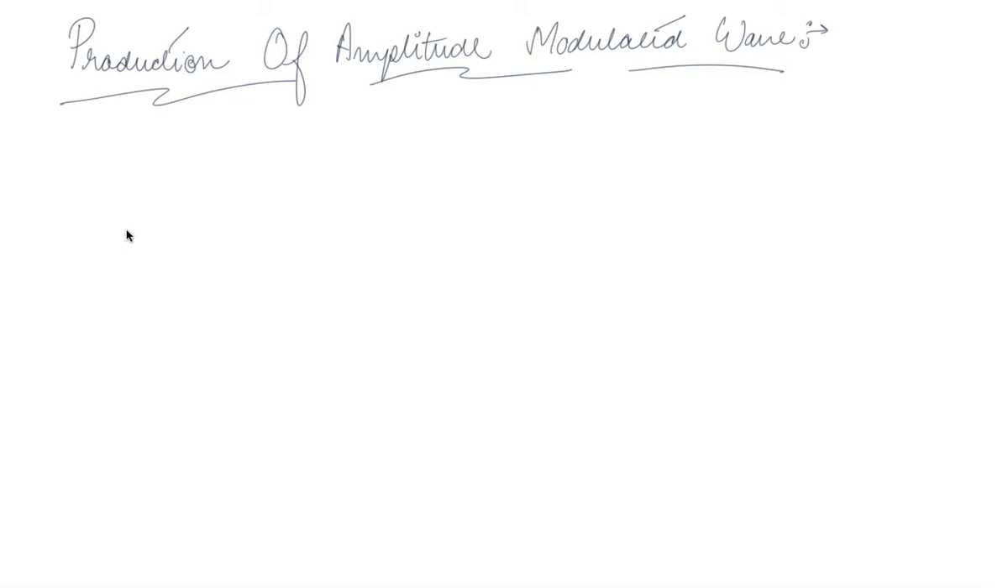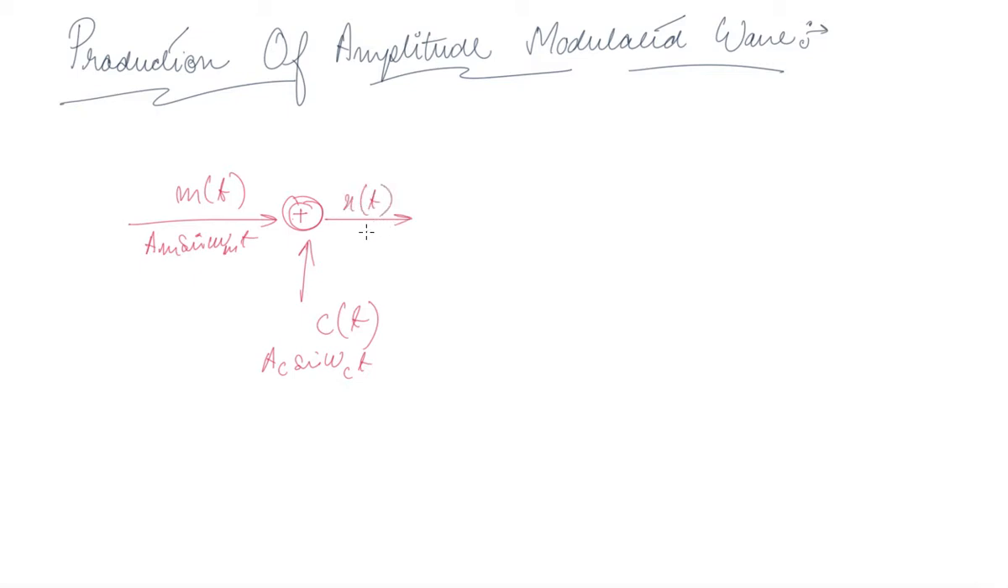Now if you look at the systematic process, suppose this is your message. If you're sending a message over here, let the message signal be Am sine omega mt. So this is the message signal. Now what you do is you send the carrier signal also. This is the carrier signal, that is Ac sine omega ct. Now after you mix these two, you have an output, that is x of t.